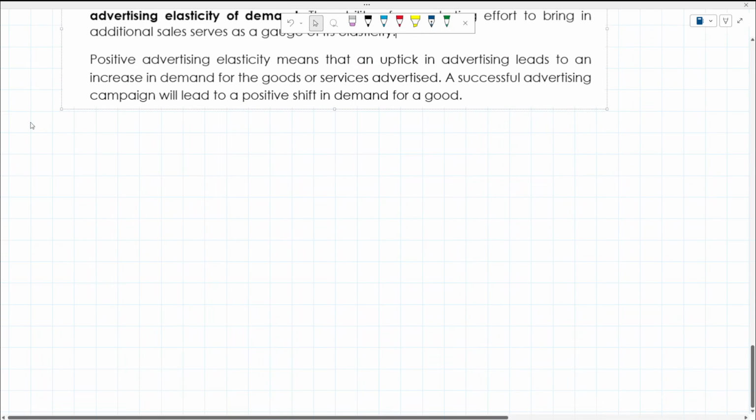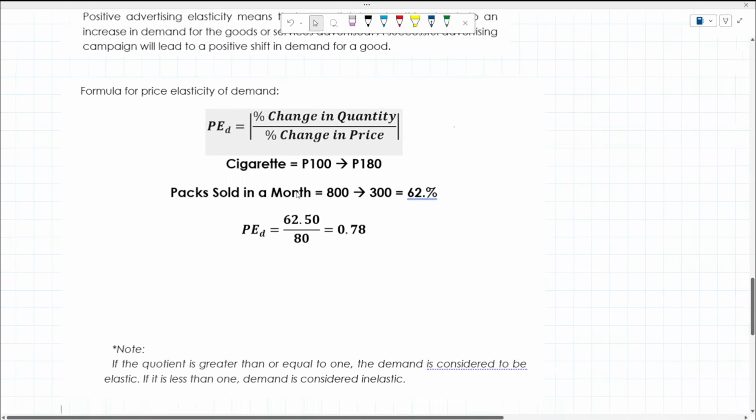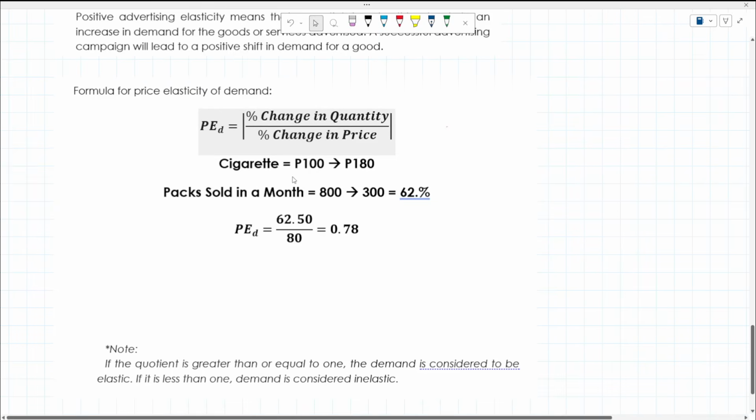The price elasticity of demand is computed by taking the absolute value of the percent change in quantity over the percent change in price. For example, a cigarette which costs 100 pesos has its price increased to 180 pesos. If the packs sold in a month go from 800 to 300, then the percent change in quantity would be 62.5%.